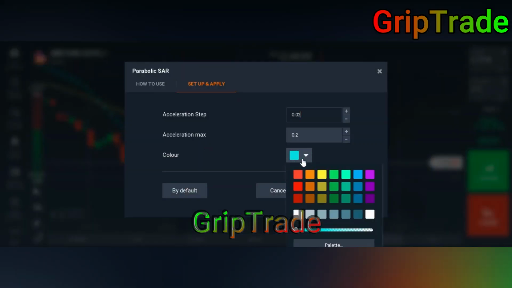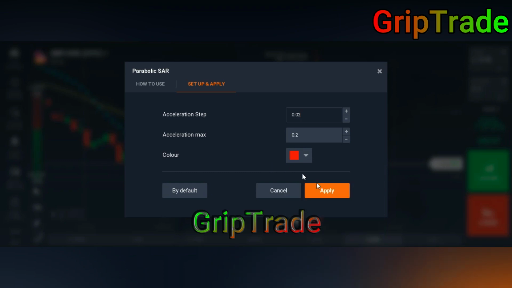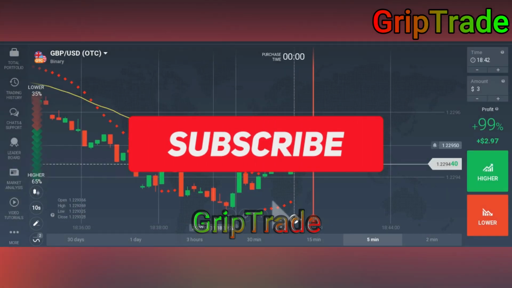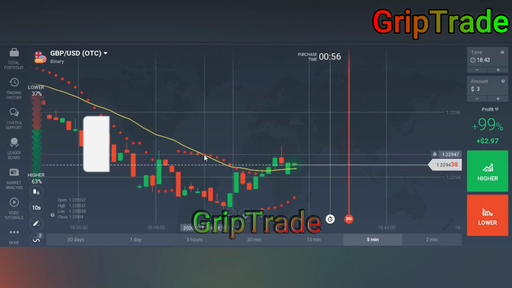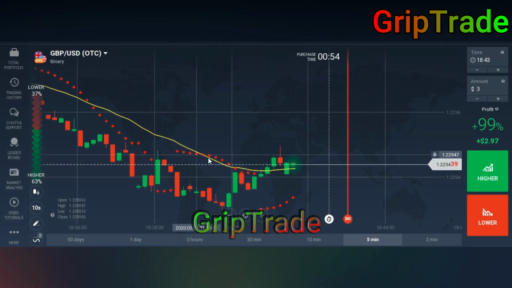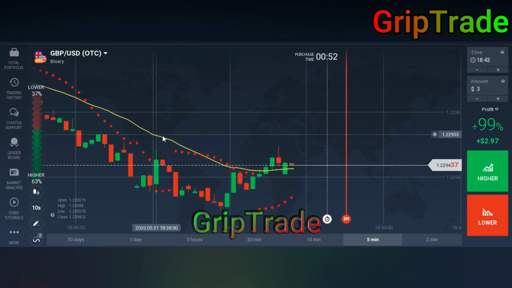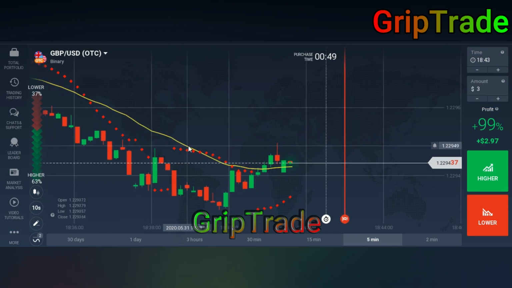Let's do it sharp red, okay? So that you can watch out more clearly. There you go. I hope that's more clear. Okay, so whenever this parabolic SAR intersects the yellow moving average line, the line you see, the yellow one, yeah?